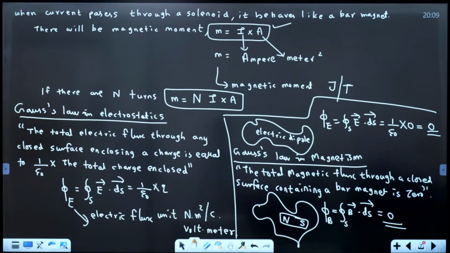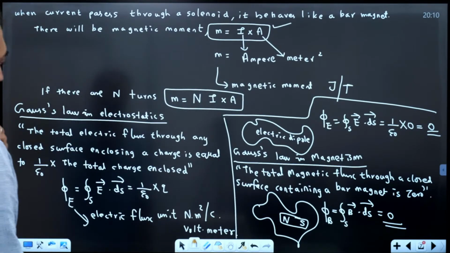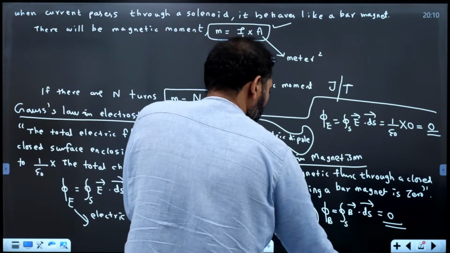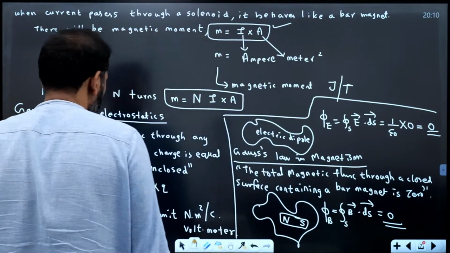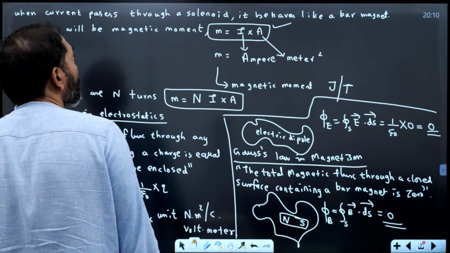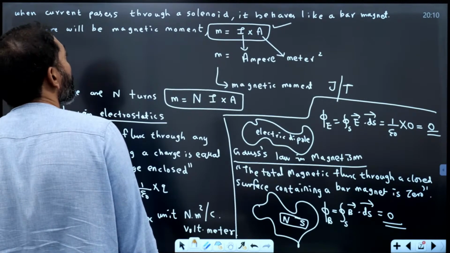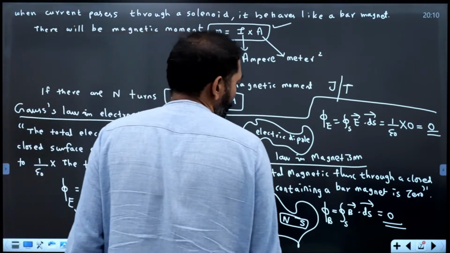Done? Okay, noted. So Gauss's law in magnetism is also done. Then what else? Let's do some problems.